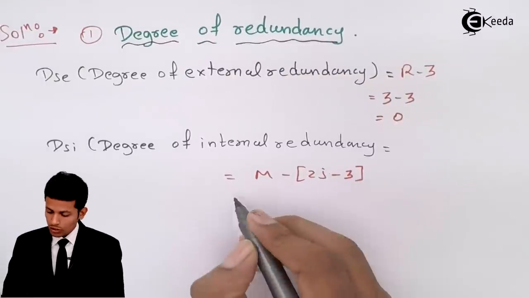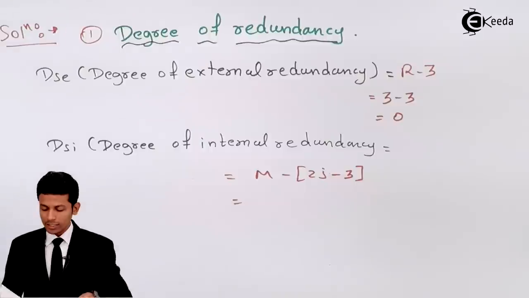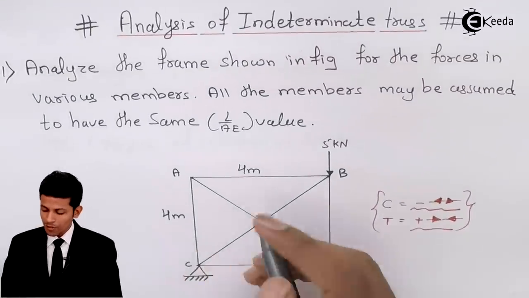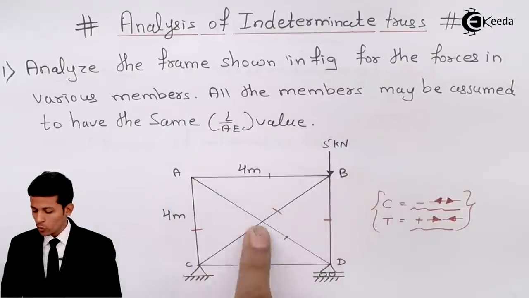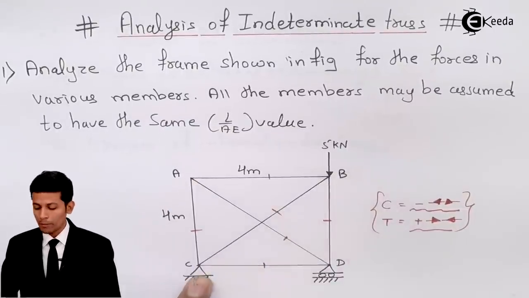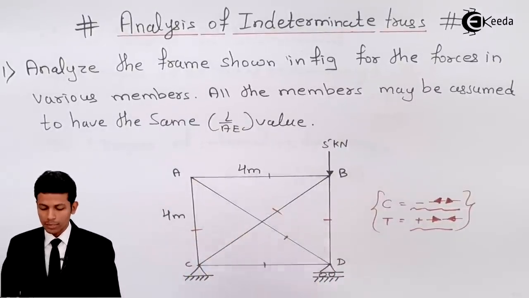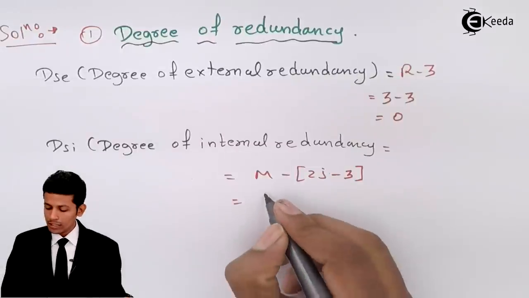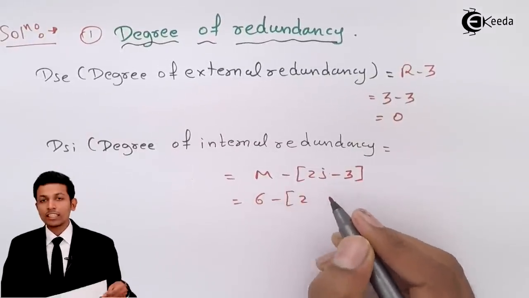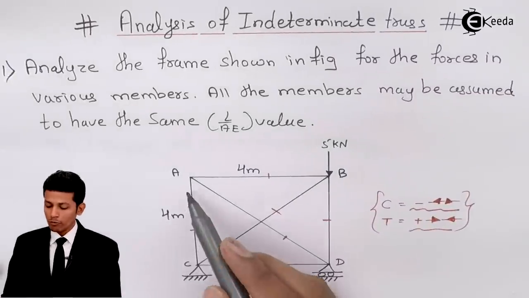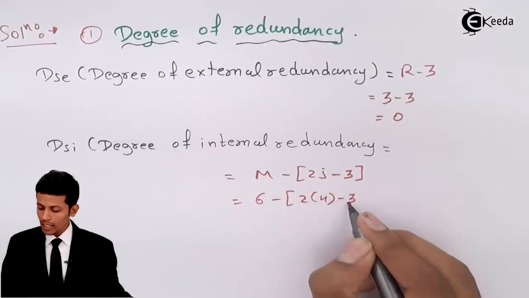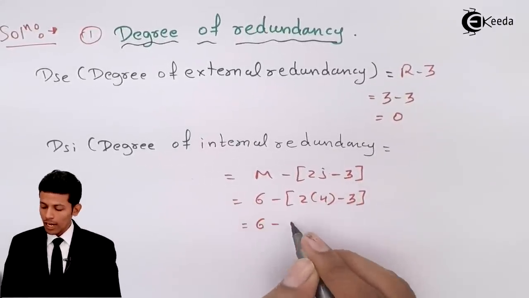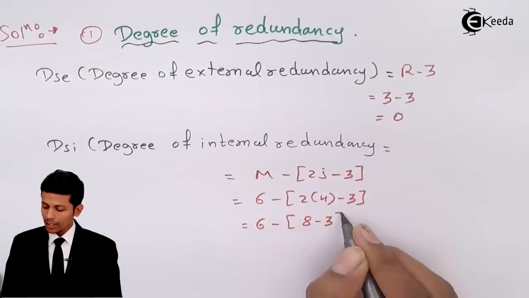Okay, now let's take the diagram and see the members. This is 1, 2, 3, 4, 5 and 6. This whole is one member. This whole is one member. So 1, 2, 3, 4, 5, 6. The members M will be 6, minus 2J. J is nothing but joints. Joints will be 1, 2, 3, 4. There are 4 joints, minus 3. Okay, so 6 minus 8 minus 3.